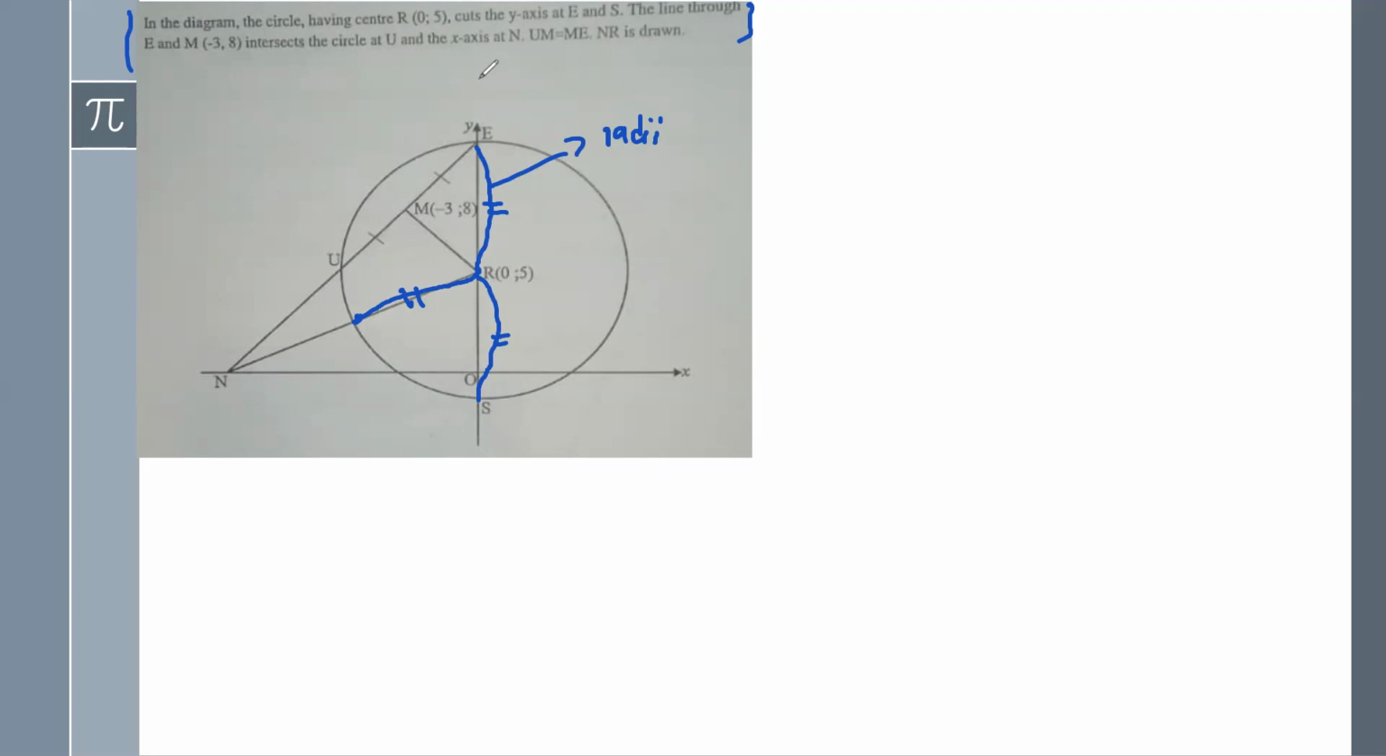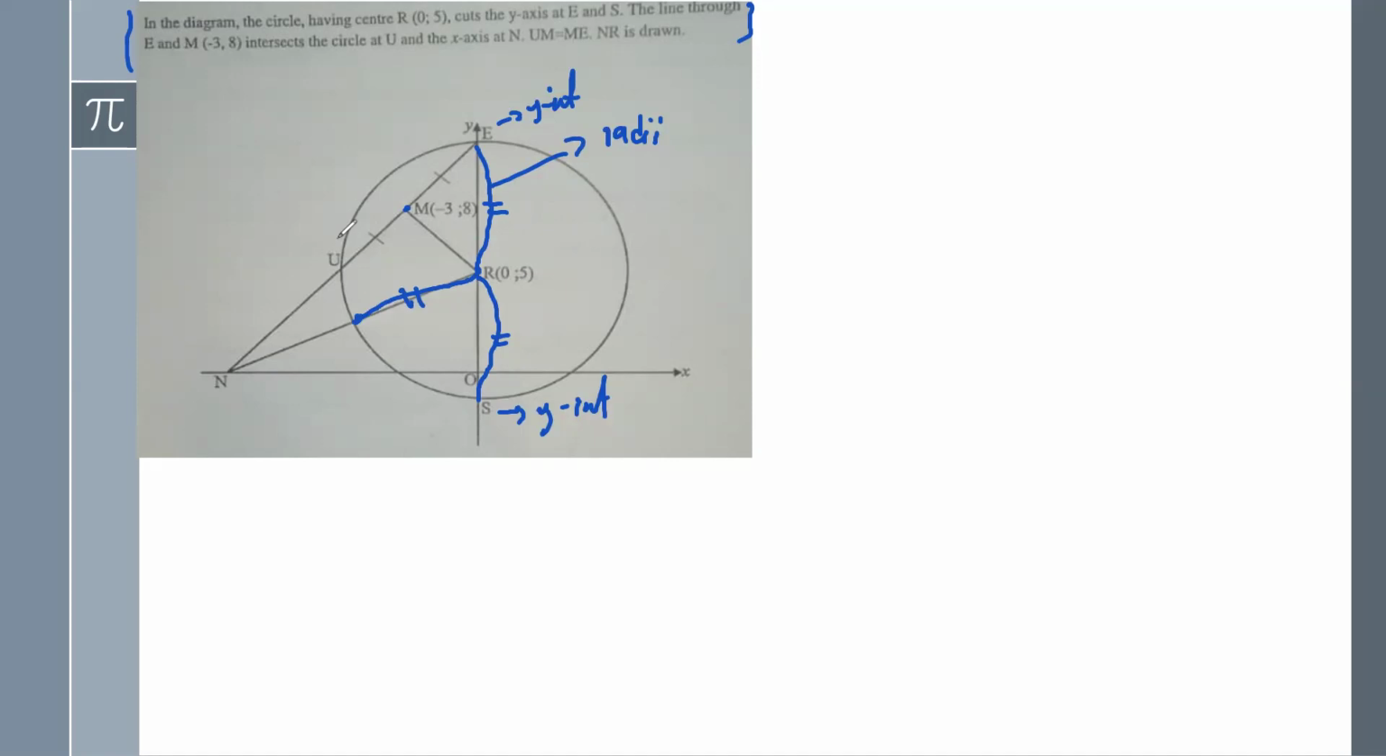Okay, now, another thing that we are told is that the circle cuts the y-axis at E and S, meaning E is a y-intercept of the circle, and S is also a y-intercept of the circle. So it's very important to know what these statements mean. Now, the line through E and M, meaning E and M are on the same line. That's another way of saying E and M are on the same line. So that line intersects the circle, we are told, at U. It intersects the circle at U as well as the x-axis.